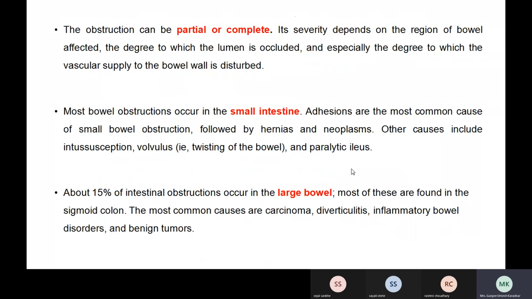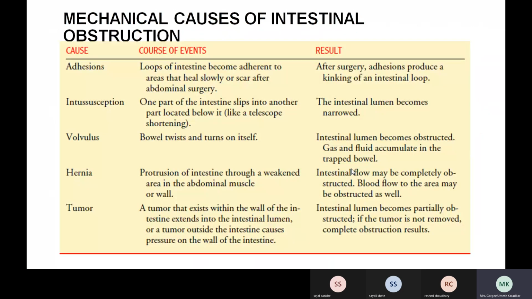What happens in the large bowel, or the large intestine? Here it is less common than in the small intestine. Only 15% of intestinal obstructions will be seen in the large bowel. Most of these are found in the sigmoid colon. Okay, the most common causes are carcinoma, diverticulitis, inflammatory bowel disorders, and benign tumors. Okay, so either of the intestines can be affected.